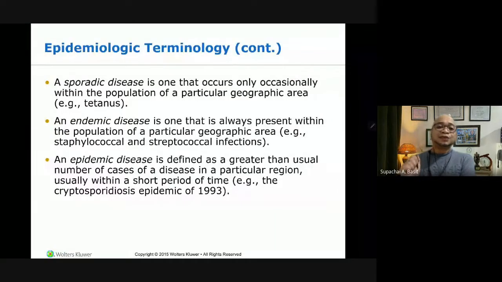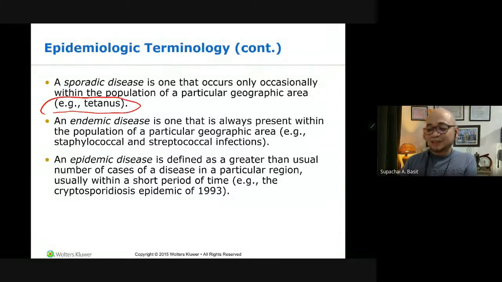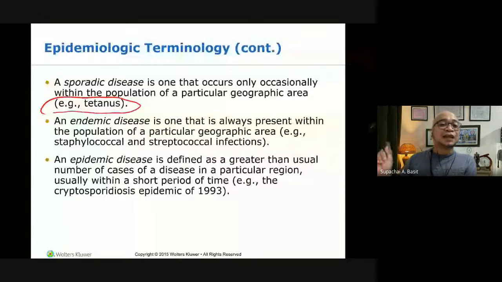So another epidemiological terms that we are using are the following. First, we have sporadic disease. Sporadic disease is one that occurs only occasionally within the population of a particular geographic area, which means it doesn't occur constantly. You don't see these cases every day. So for example, tetanus, you don't see tetanus on a daily basis. So tetanus is considered as sporadic.